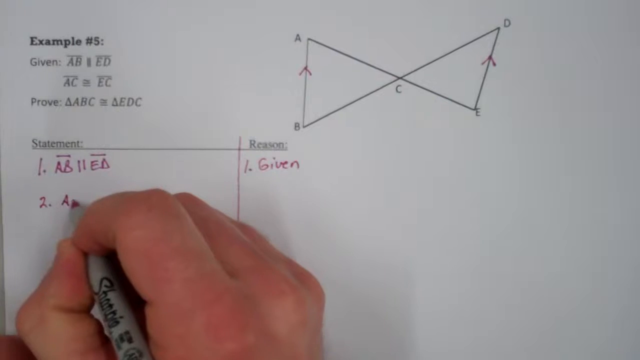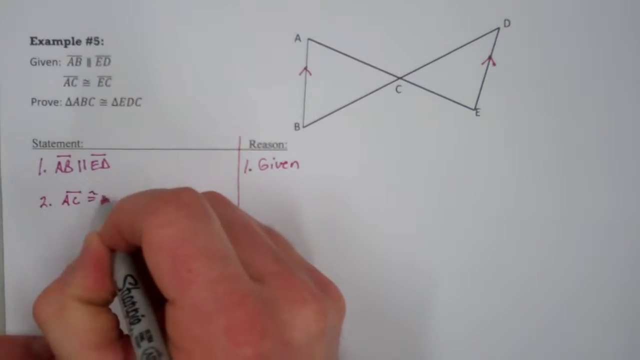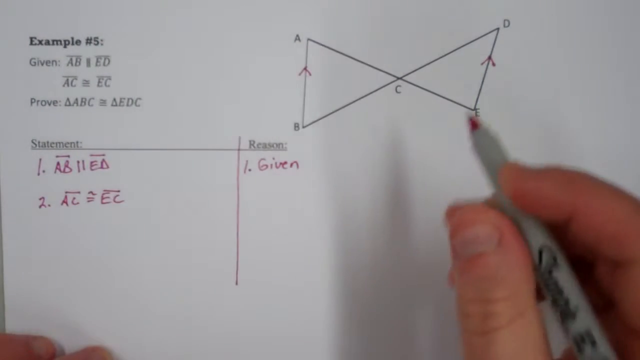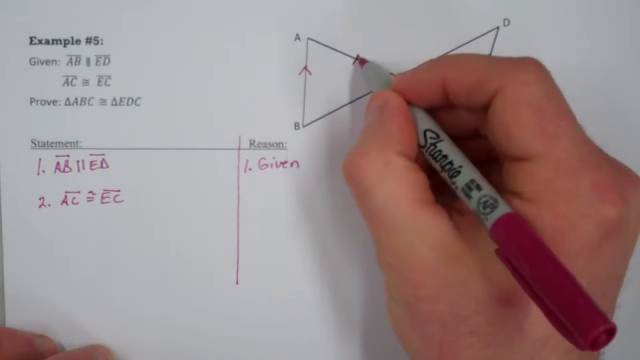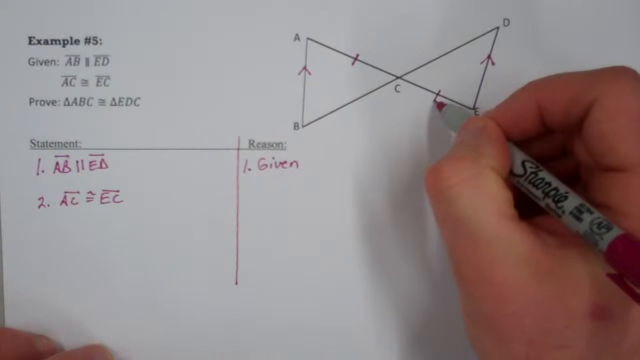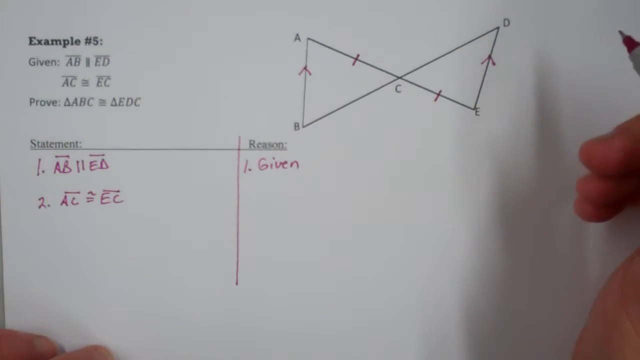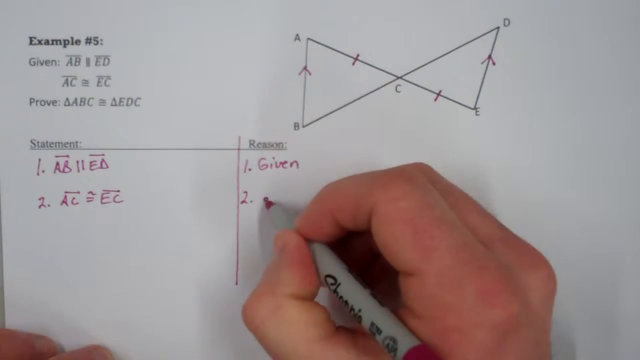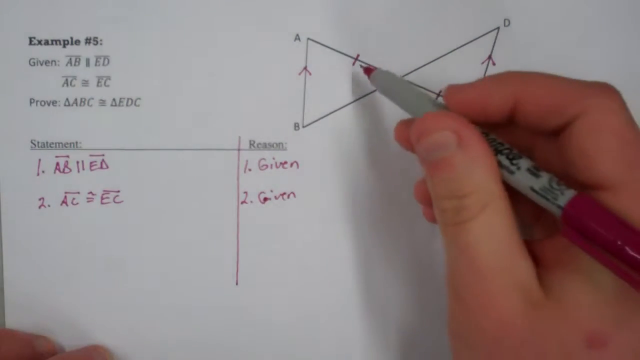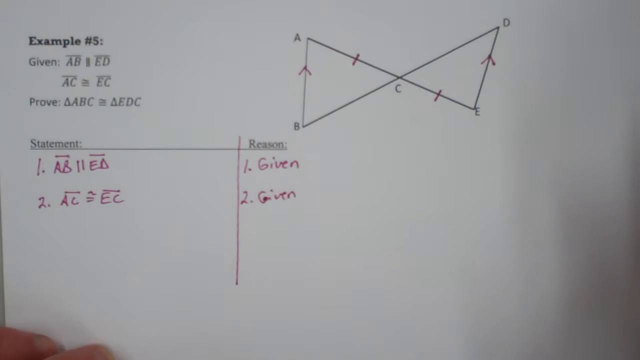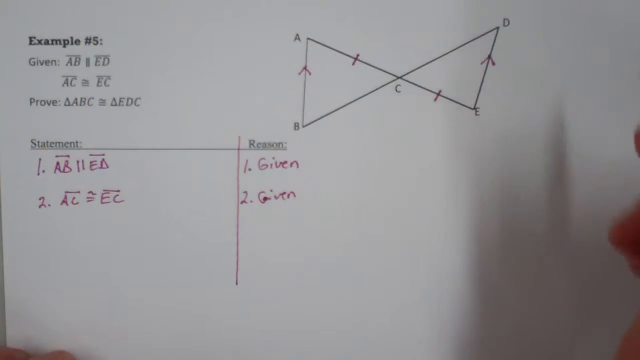Number 2 here, AC is congruent to EC. So let's make the tick marks here on the diagram. AC is this one, congruent to EC. There we are. Alright, and that was given. We cannot prove that these two triangles are congruent. We only know they share a side that is congruent. We need at least 2 more pieces of information in a specific order to be able to do that.